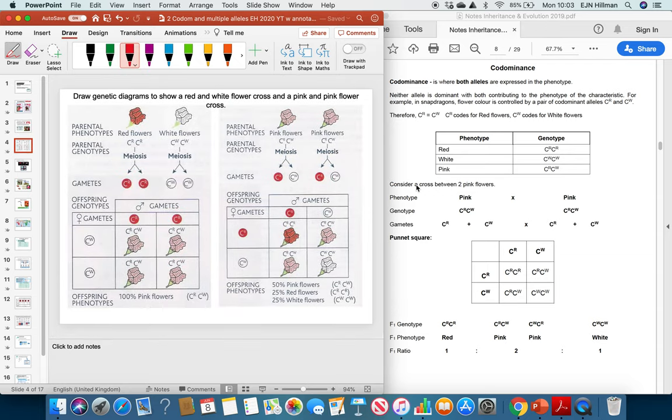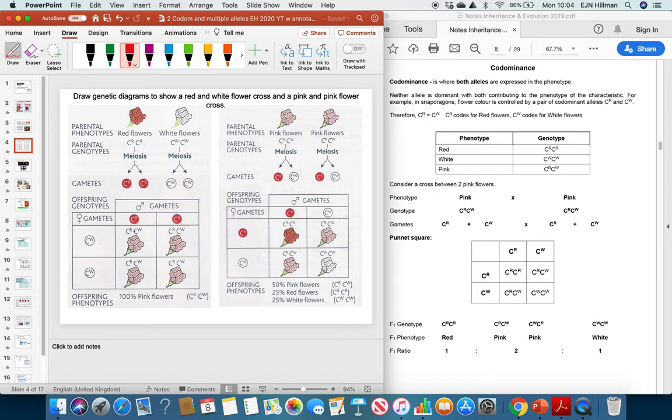Okay, here we can see two genetic cross diagrams. This is the one that I showed earlier on. So we have the parental phenotypes, red flowers and white flowers, and parental genotypes, well, they must be CRCR or CWCW. After meiosis, we know that there is a segregation or separation of the two alleles. The gametes down here, represented by that circle surrounding them, will each contain one of those alleles.